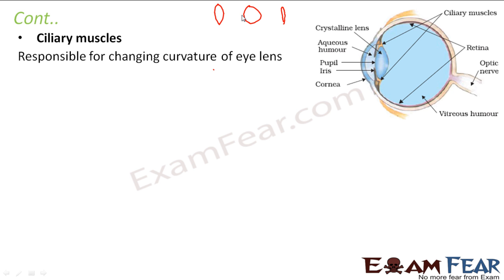So as the curvature of the lens changes, the value of the radius of curvature also changes. If the value of the radius of curvature changes, the value of the focal length also changes, right? So by changing the ciliary muscles, where are the ciliary muscles present? They are present here. On either side of the lens, the ciliary muscles are present.